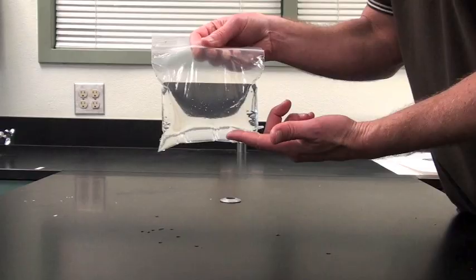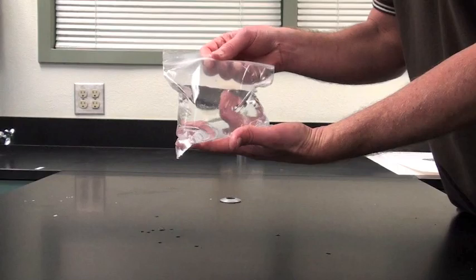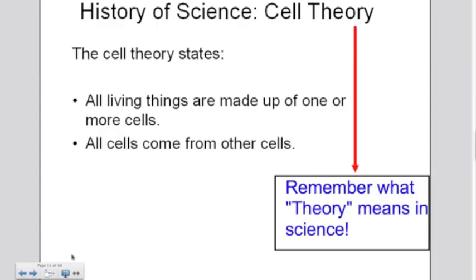If I got this bag to do those three things, I'd call it a cell. I'd call it living. Cells are the basic units of life. All living things today are made of cells or are products of cells.